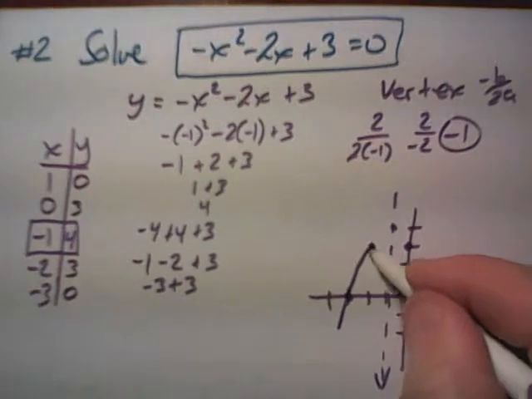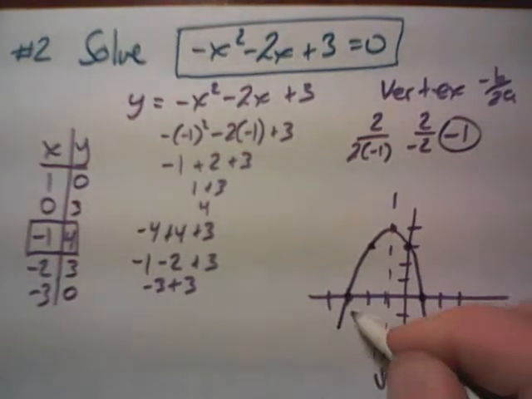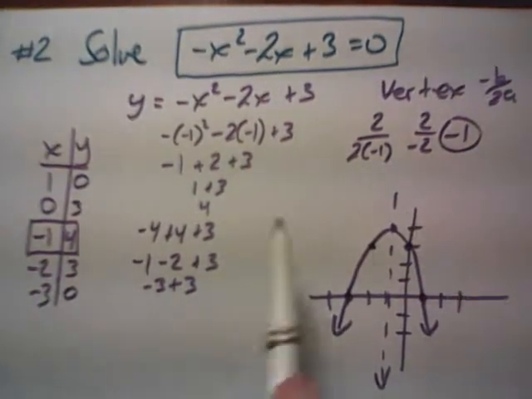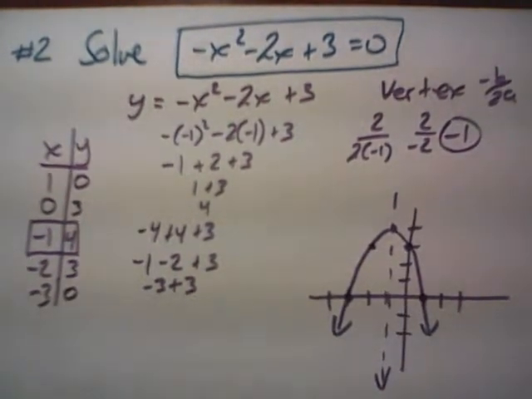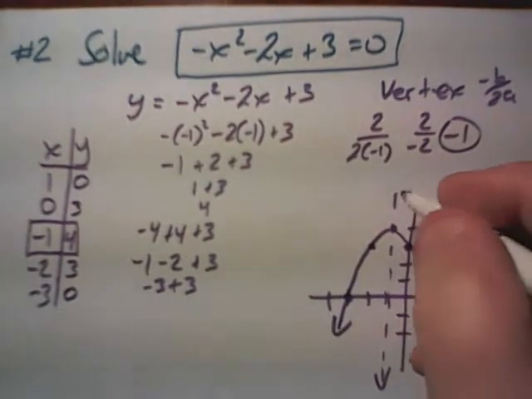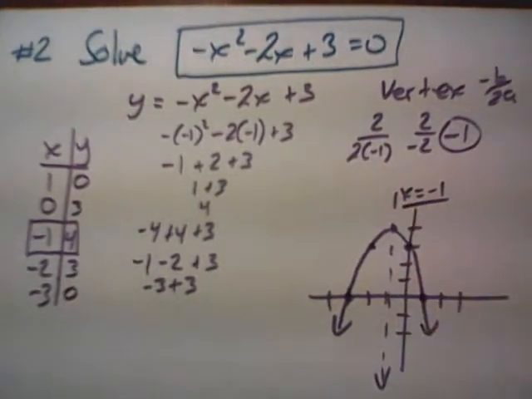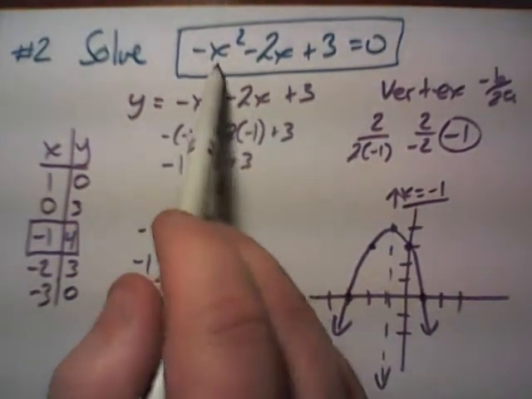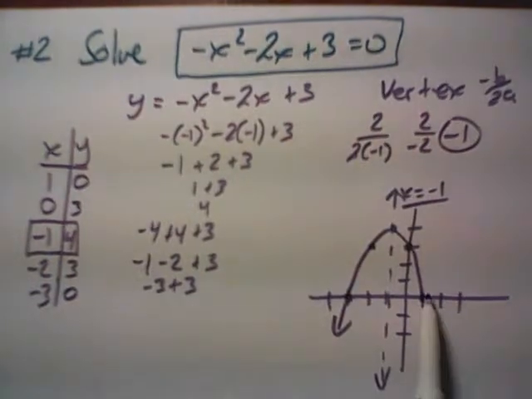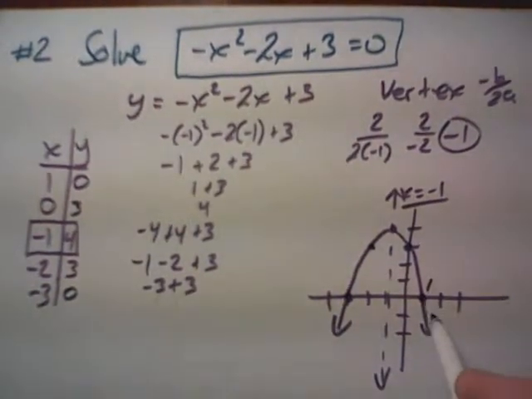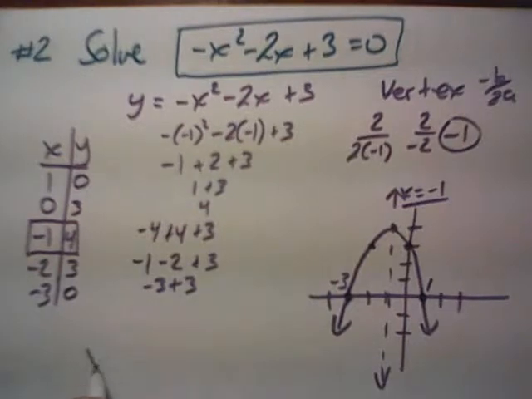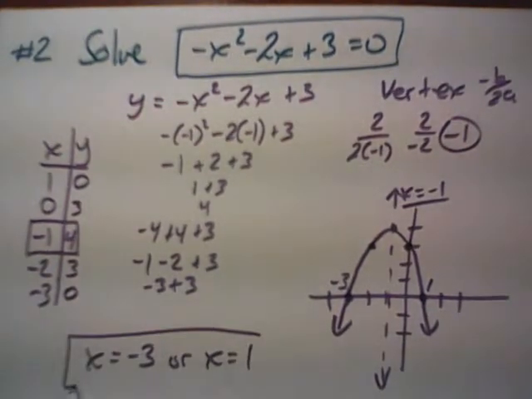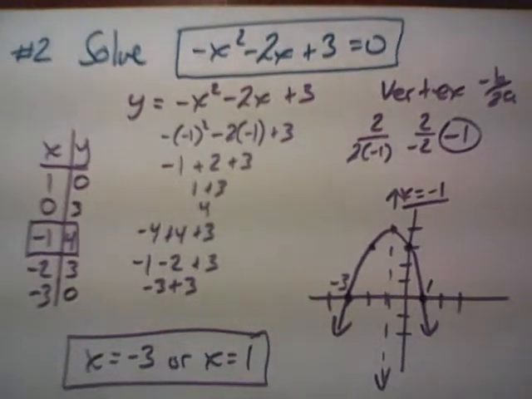Okay, so my parabola looks like this. It does open down like we thought. The y-intercept is at 3. The vertex is at negative 1, 4. If I were to write an equation for the axis of symmetry, it would be x equals negative 1. But my solution to my original question, which is when is this equal to 0? Well, it's going to be equal to 0 at 2 places. One of them is at 1, and one of them is at negative 3. So x equals negative 3, or x equals 1. And that is my solution.